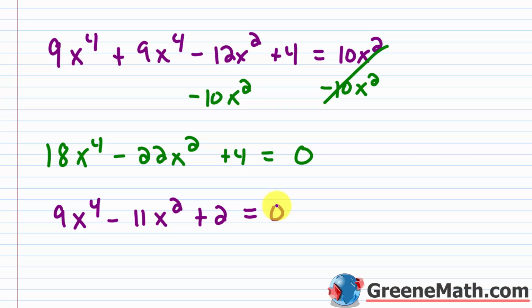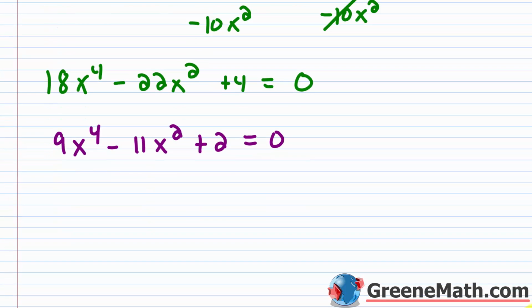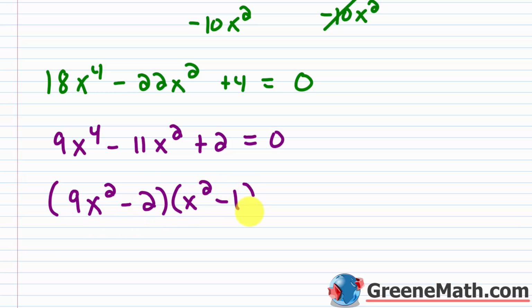Now, this can be factored. You can use a lot of different techniques to factor this. You could easily use substitution, where you let u equal x squared, and then you can plug in and go through all that. Because of the length of this video already, I'm just going to give you the factored form and say this is going to be 9x squared minus 2, so that quantity, times you have x squared minus 1. And of course, this can further be broken down into x plus 1. And I forgot the 1 there. Times x minus 1. Okay?